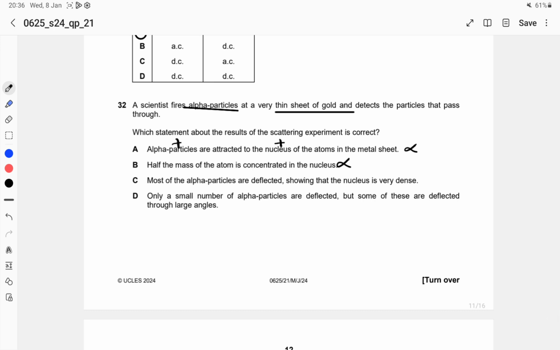Most of the alpha particles are deflected. Even this is wrong. If most of the alpha particles were deflected, it would mean that the atom is not hollow. So even this is wrong. Only a small number of alpha particles are deflected, but some of them are deflected through a large angle, and this makes sense. Few alpha particles deflected tells you that the atom is mostly hollow, and large angle tells you that the entire mass is concentrated in the nucleus.